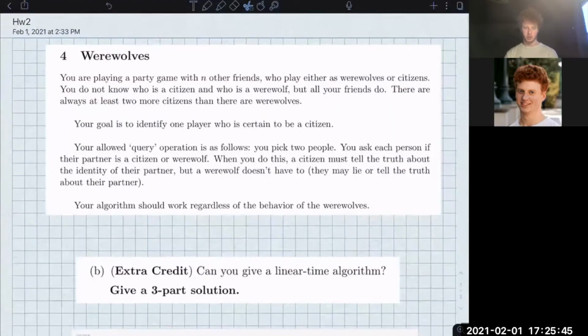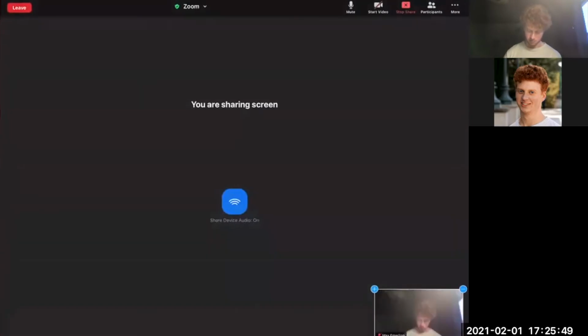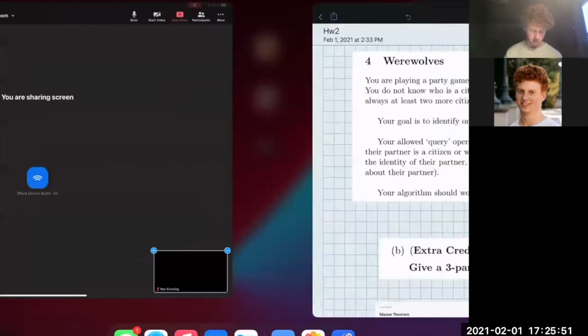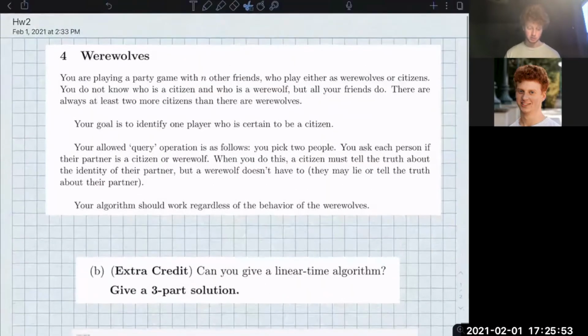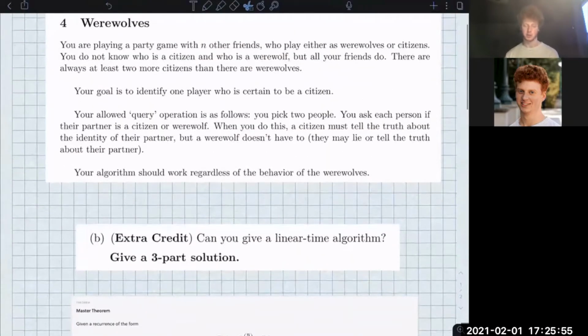How's it going, everyone? This week we're going to be working on the werewolves problem, and specifically we're going to be doing part B, which is finding a linear time algorithm. I'm going to skip over the definition of the problem because I'm going to assume either you've already read it or you watched the part A video. So let's just jump right in.